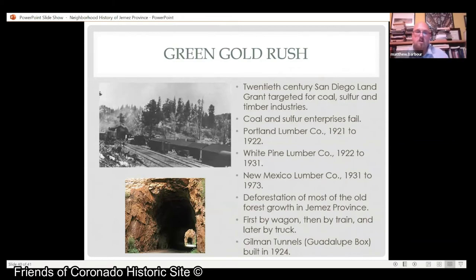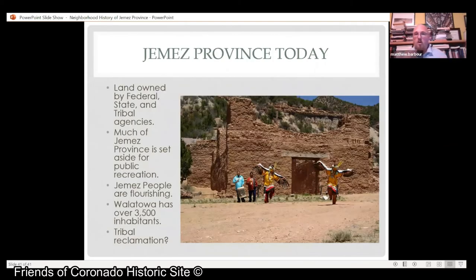The nature of the forest in the Jemez Mountains completely changes as a result of this lumber industry, but it brings a lot of money into the area. It's very important for the development of Bernalillo as a town, but also for the peoples of Gilman, the peoples of Jemez Springs, or what's going to become Jemez Springs, and so on and so forth.